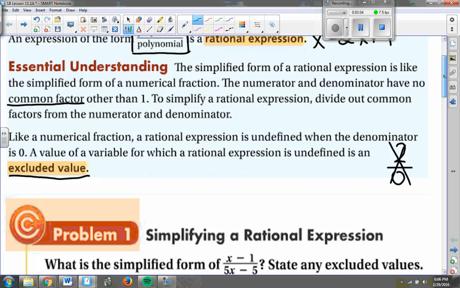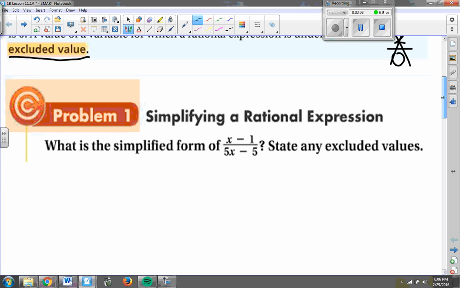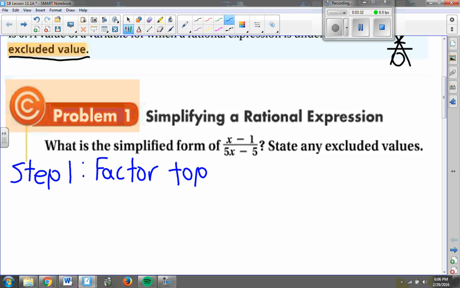So here's what our practice problems are going to look like today. They're asking for the simplified form of x minus 1 over 5x minus 5, and to state any excluded values. What we are going to do as our step 1 is factor the top and bottom of our fraction.